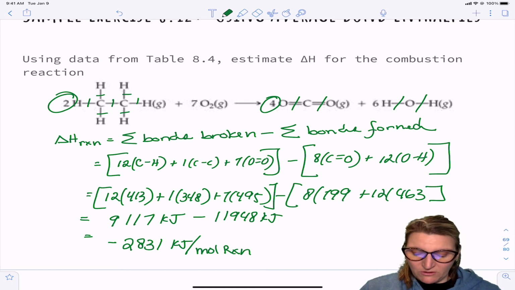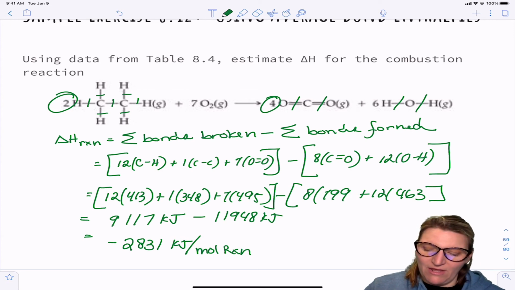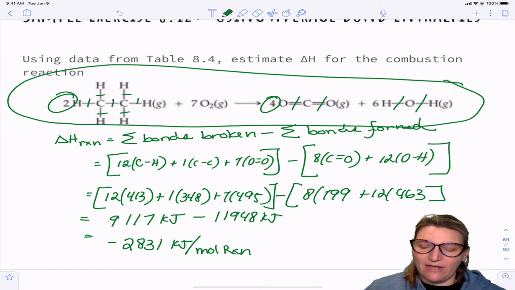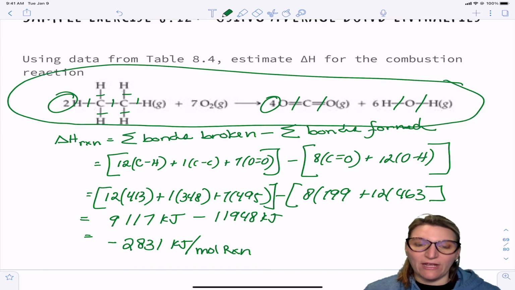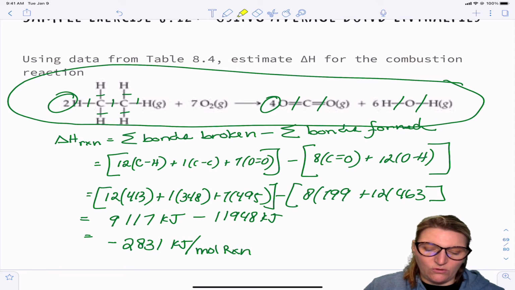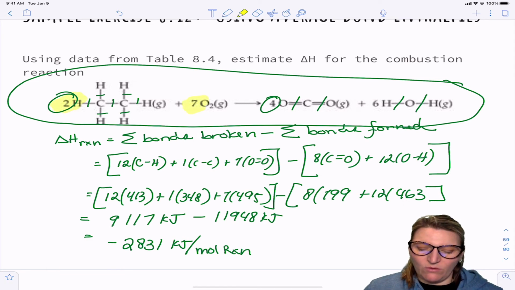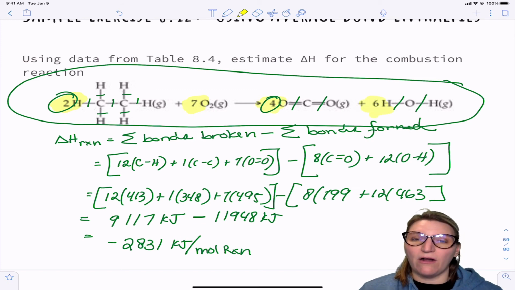So the answer comes out to be negative 2,831 kilojoules. And I said per mole of reaction because that's what happens each time this reaction that is depicted happens. So that's what happens when 2 moles of ethane, 7 moles of oxygen, 4 moles of carbon dioxide, and 6 moles of water are used.